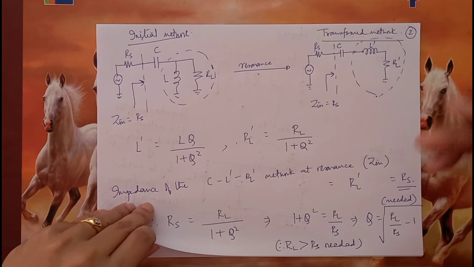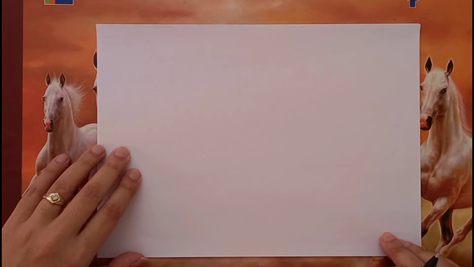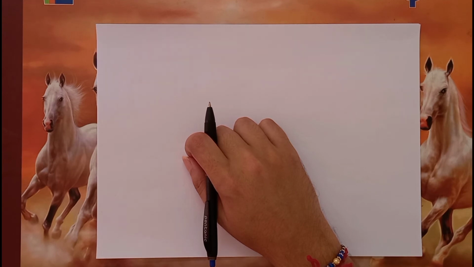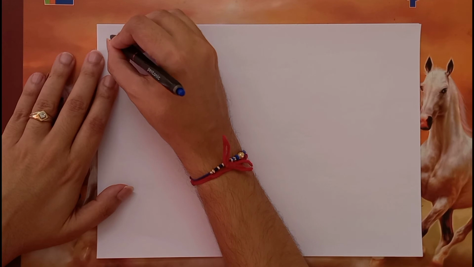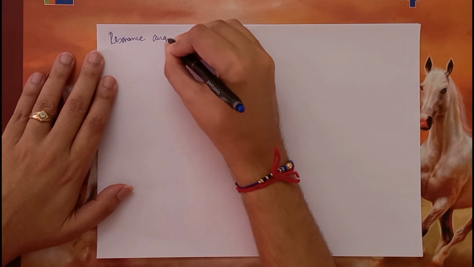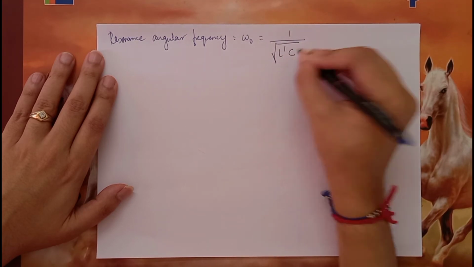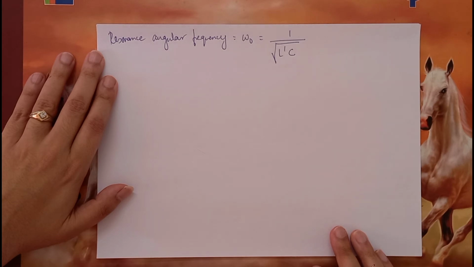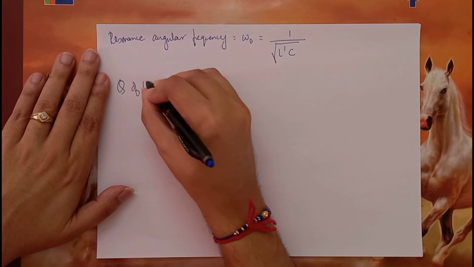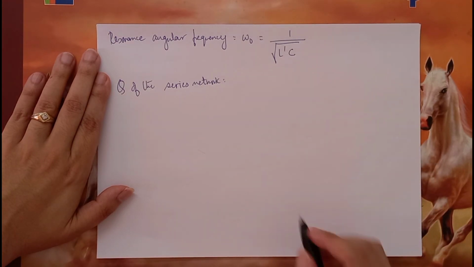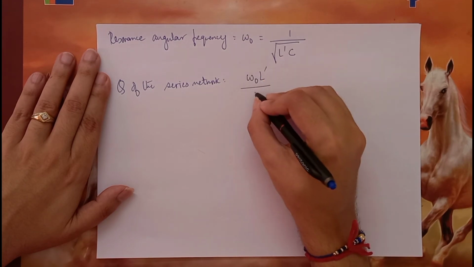So therefore, once the Q is known, effectively you can show that for the series network, the resonance angular frequency, that is omega 0, will be nothing but 1 by root of L prime times C. And the Q of the network, as we know, the Q of the series network, that is nothing but omega 0 L prime by RL prime.